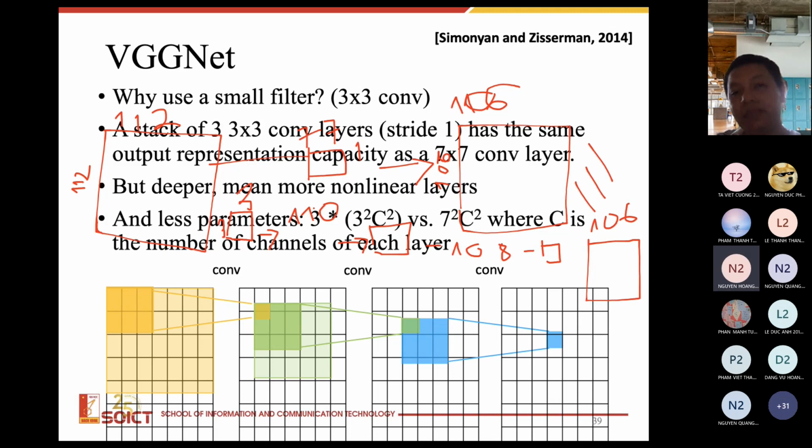Yes. So in that case, it is said that they have the same output representation capacity, right? But the thing is, you have fewer parameters and more non-linear layers. So that was the idea about the advantages of using small filters. Is this okay? Yes, I think it's good.